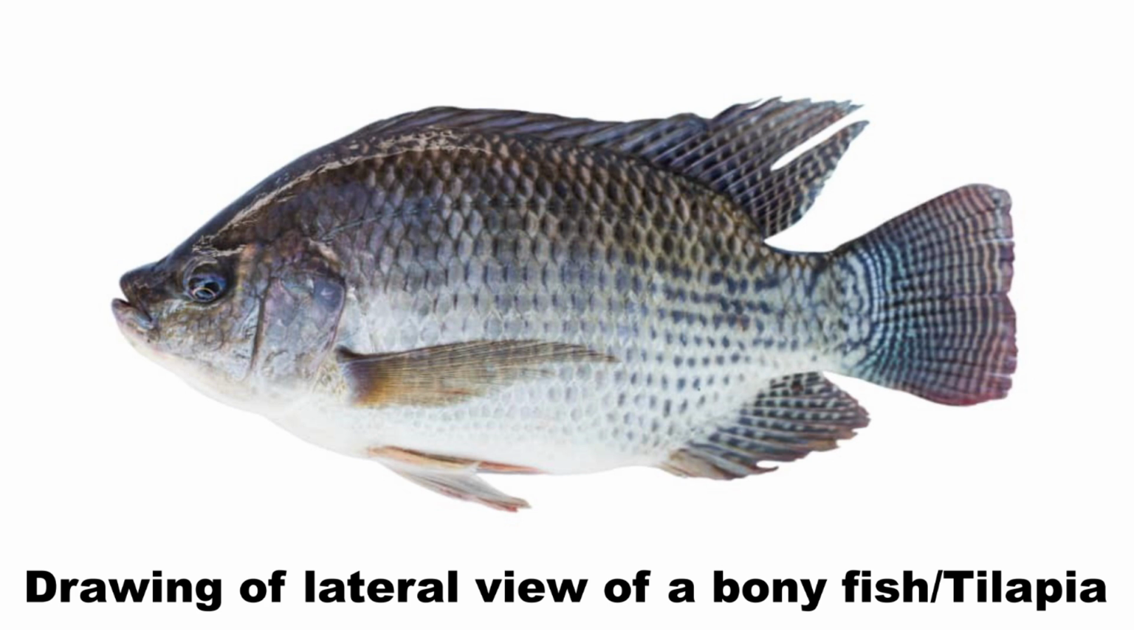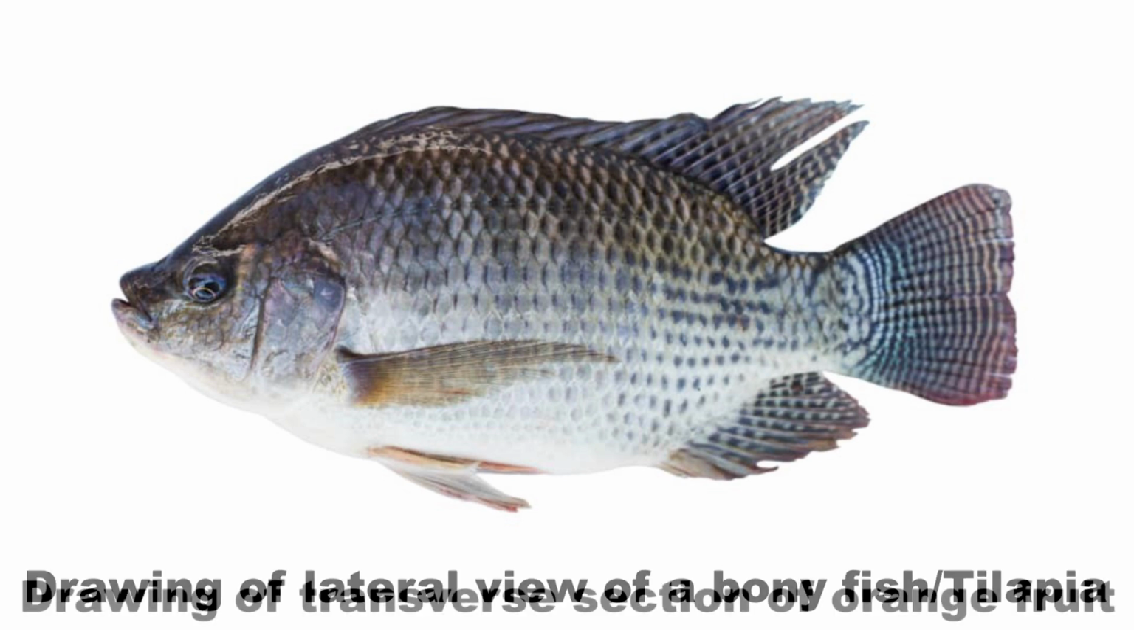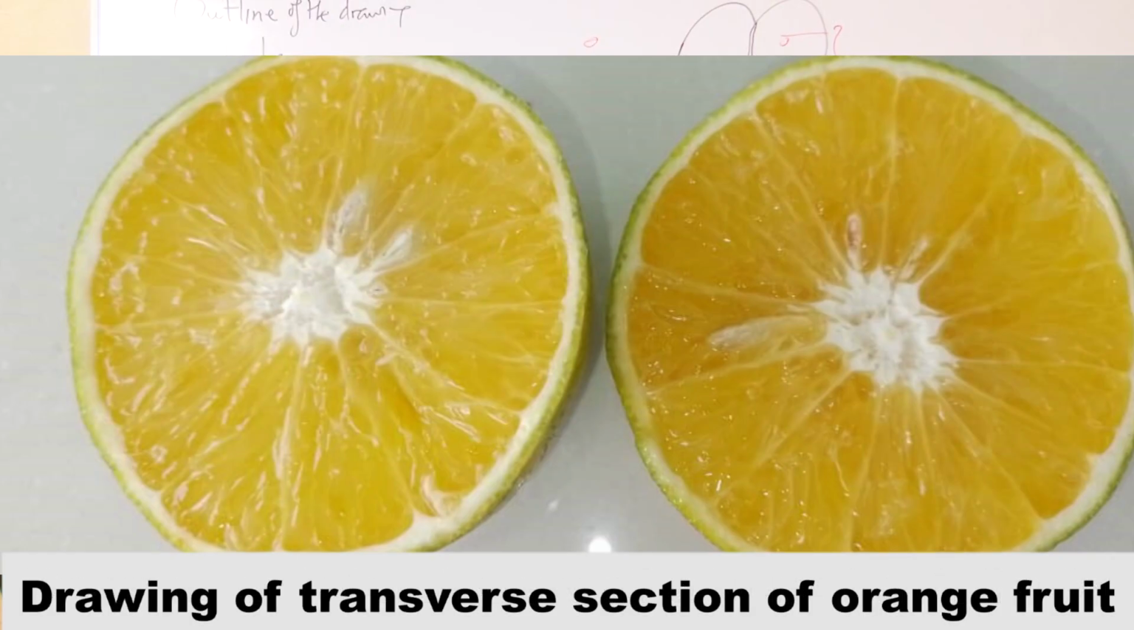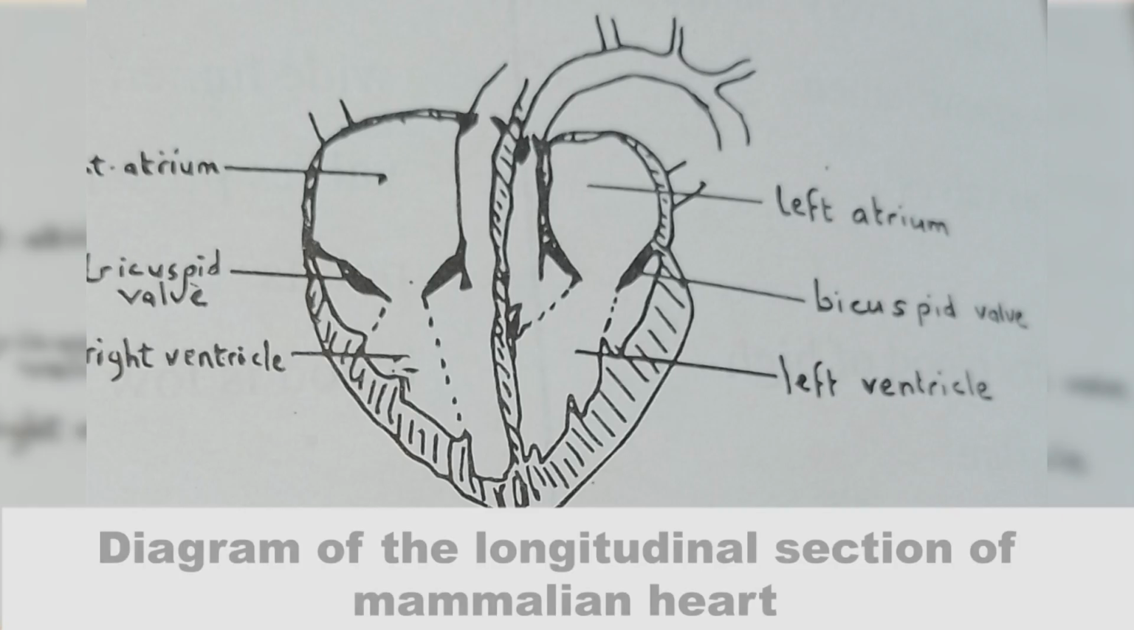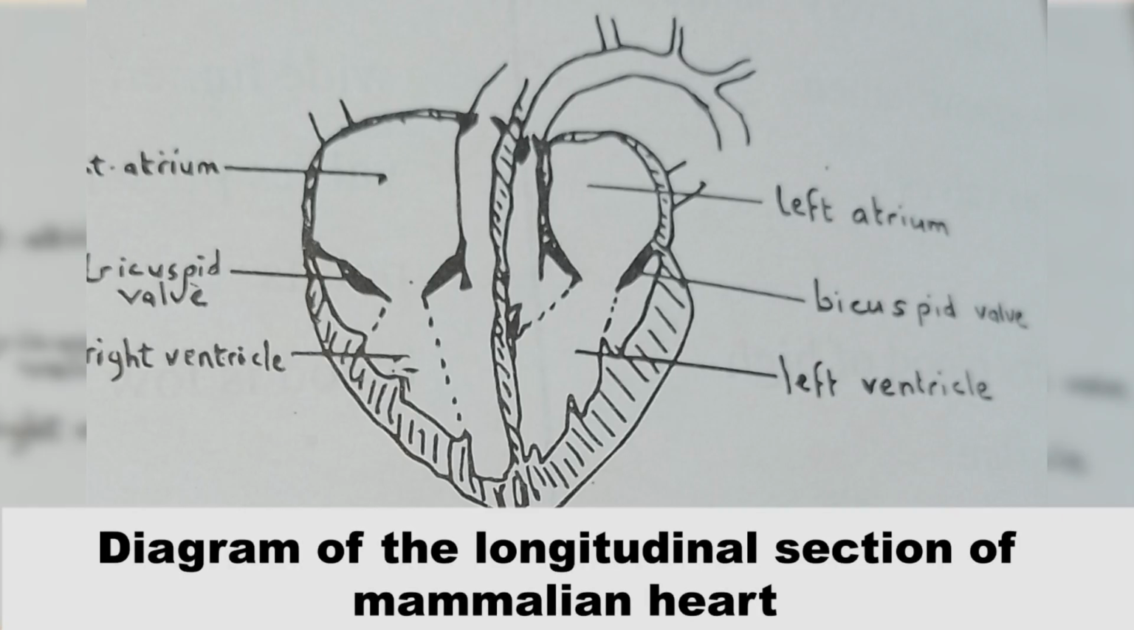If you are drawing the orange fruit, the heading is: drawing of the transverse section of orange fruit. If you have the mammalian heart there, drawing it, the heading is: diagram of the longitudinal section of the mammalian heart.